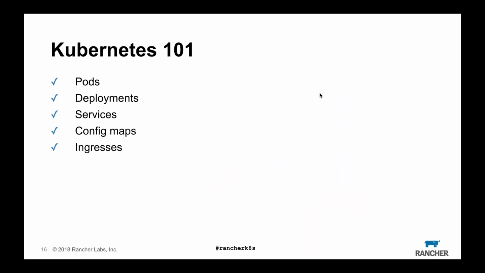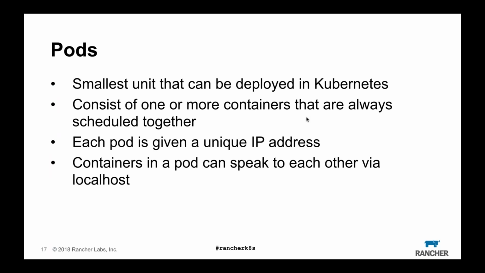Now I'm going to go over some of the core Kubernetes objects. These objects are purely Kubernetes concepts, meaning no matter how you start your K8s cluster, whether you're using Rancher or not, they will still remain the same. We are going to look at pods, deployments, services, config maps, and ingresses. So let's start with pods.